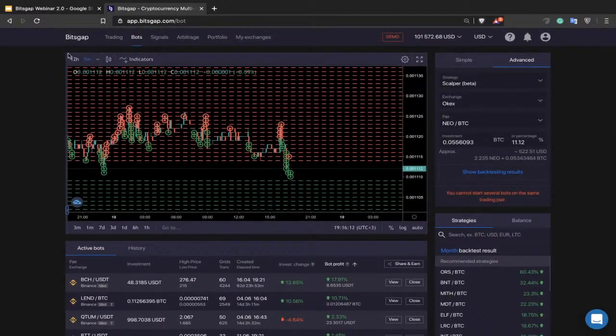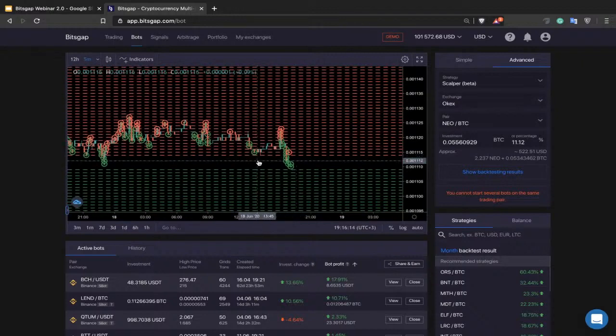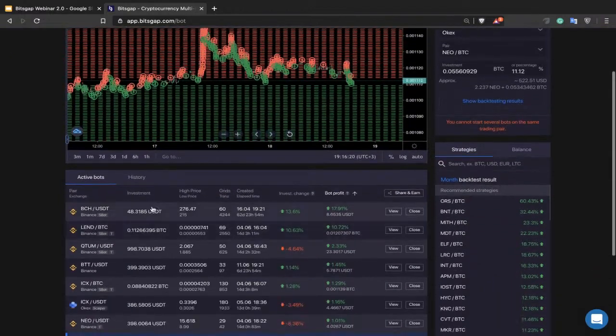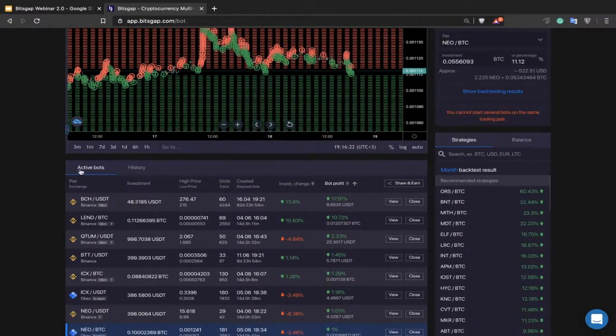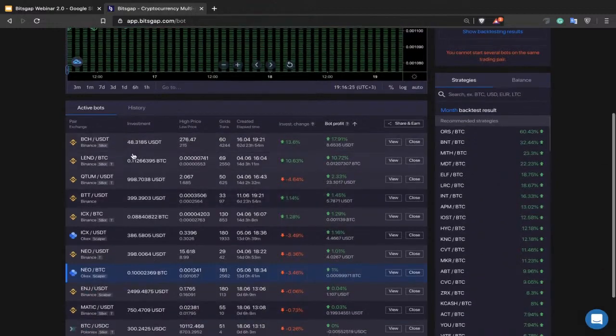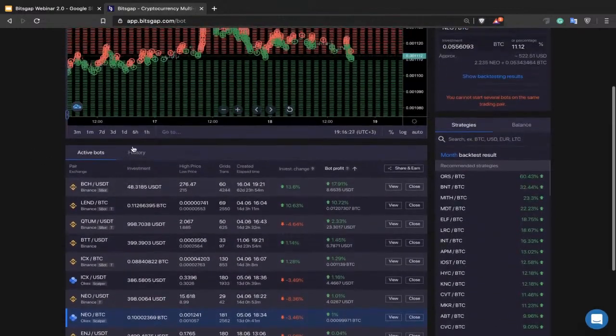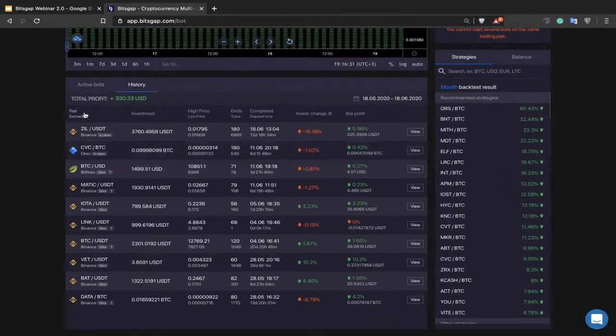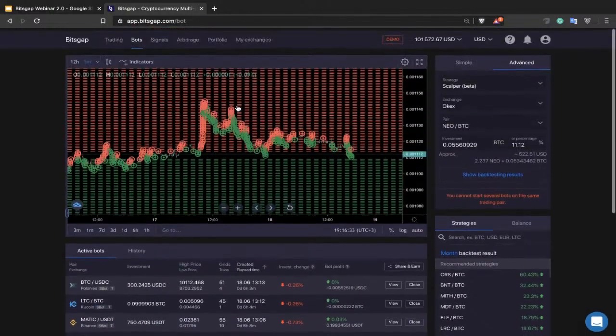And here we have a chart, as usual, which you can zoom out and zoom in any way you want. And below we have a list of all of our active bots. So you see I have a bunch of them right now. And here we also have the history, so we can always check the past results.